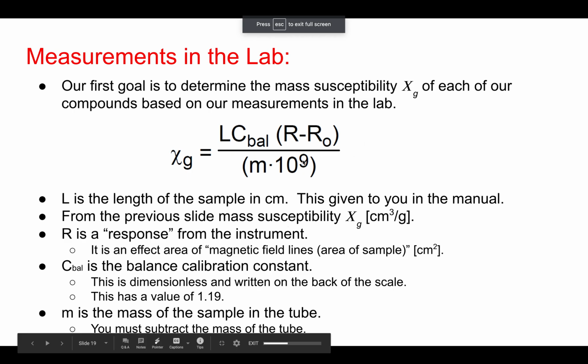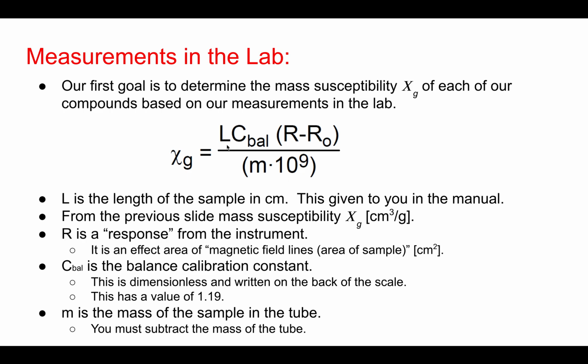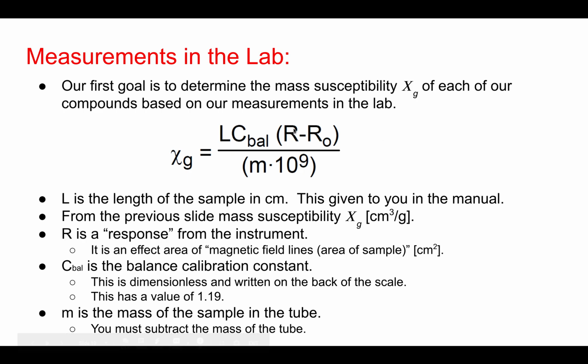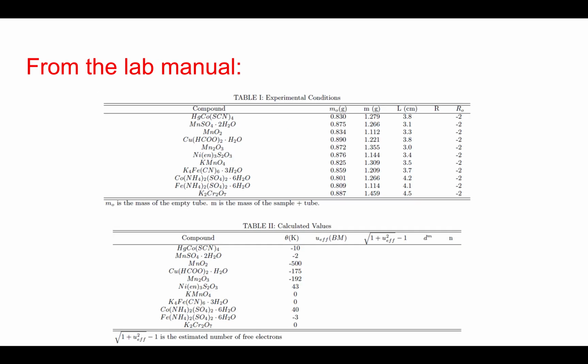Okay, so we're back here. So we understand. No, we don't. I forgot to say something, so I can say it here. The length is the length of the sample in centimeters. I give this to you in the lab manual, and the mass is the mass in grams. I give that for you in the lab manual. The C balance for all of them is 1.19. The R is what you find, and the R0 is the response to an empty tube. I think it's -2. I think I see that on the next slide. It is, yes, great, I remembered right. So it's -2.